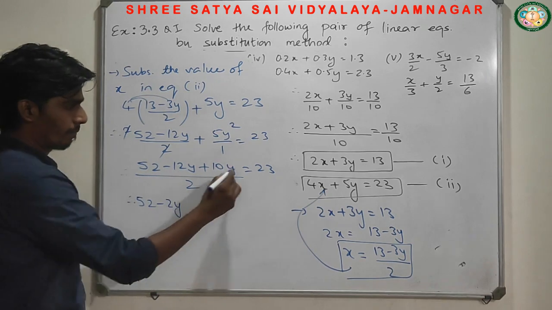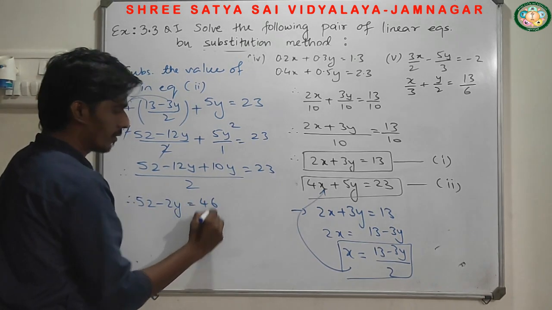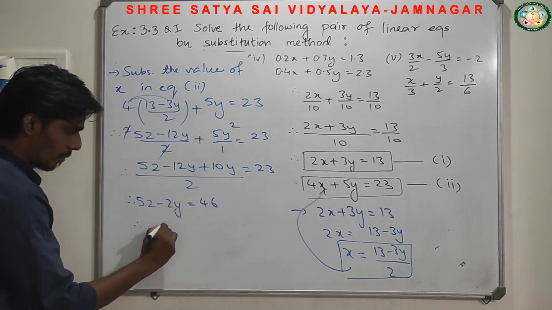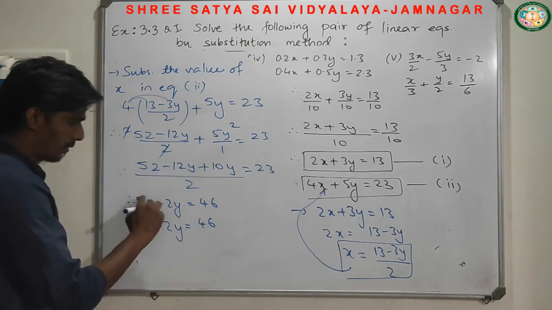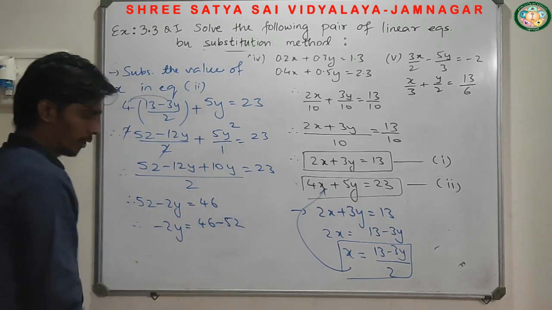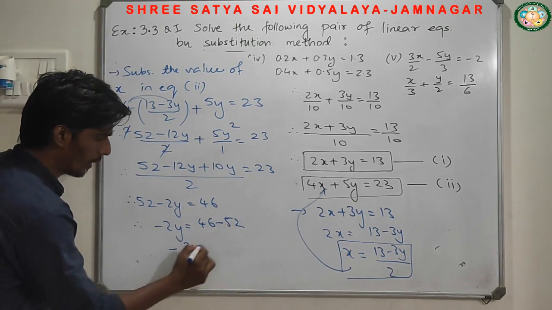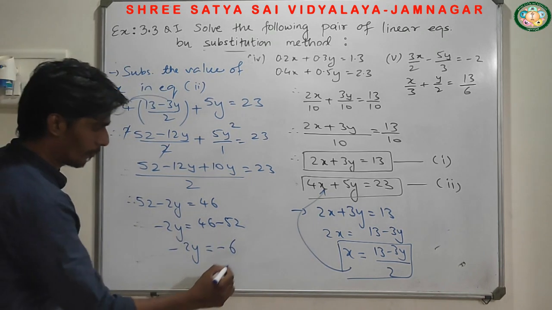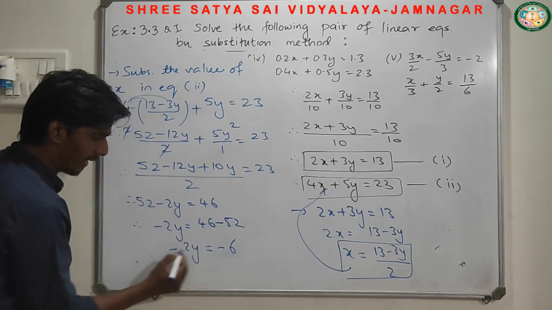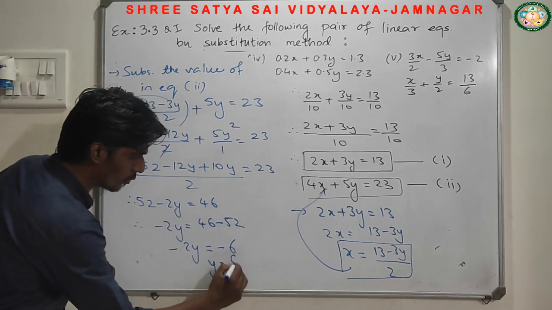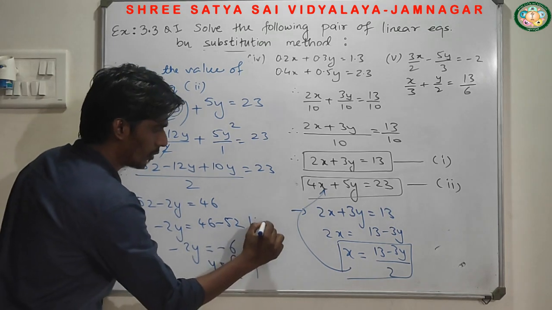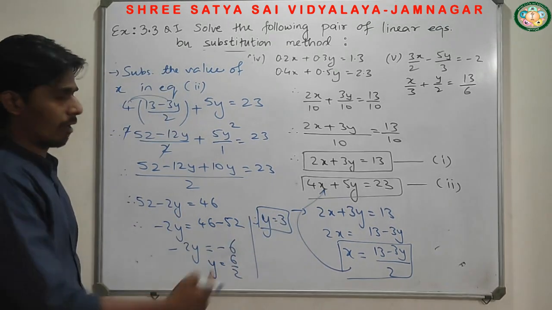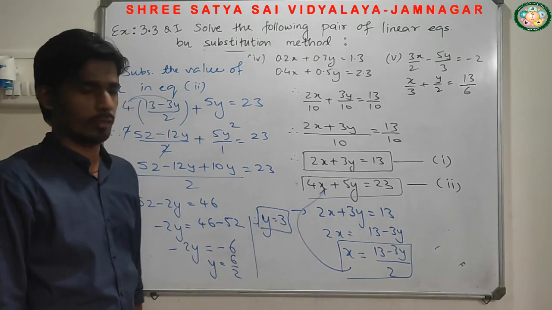52 minus 2y equals 46. Now we can take minus 2y equals 46, 52 will move to that side. Minus 2y equals 46 minus 52. It's minus 6. Therefore, we can write minus minus get cancelled. So y equals 6 upon 2. Therefore, y equals what? 3. So this is the way I got the one answer, that is y equals 3.